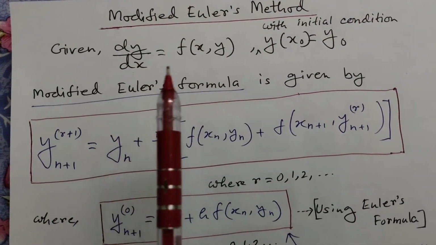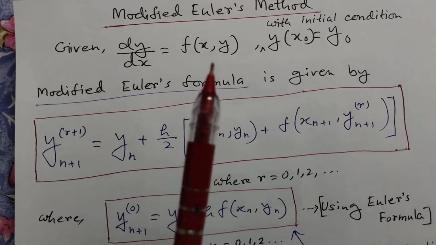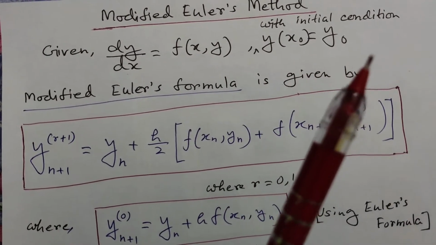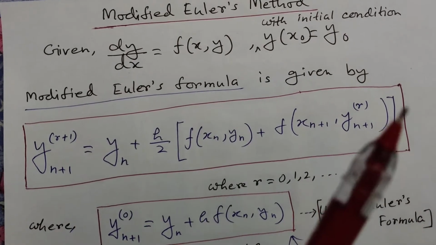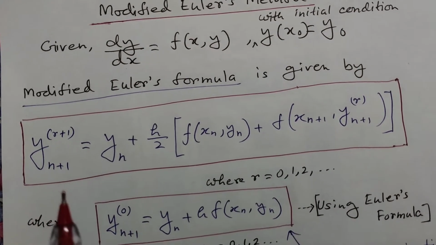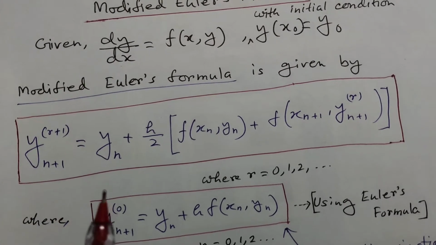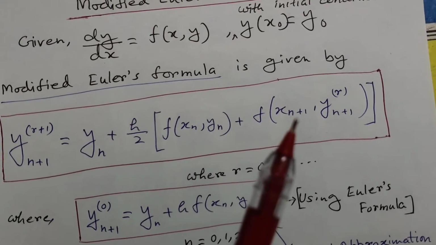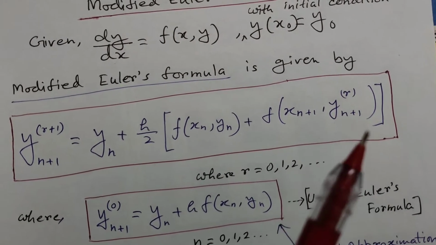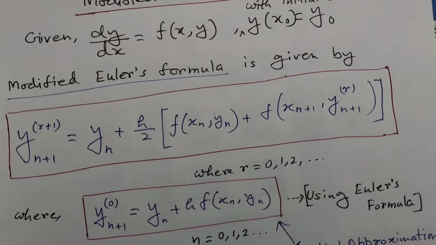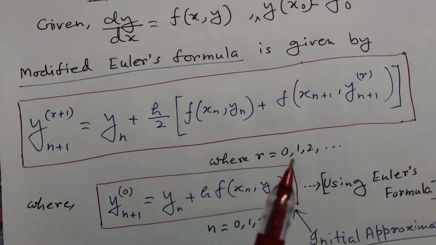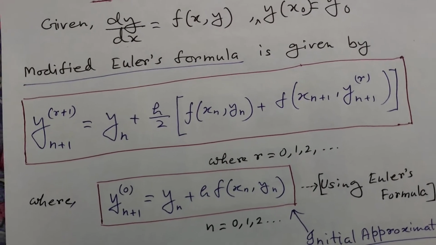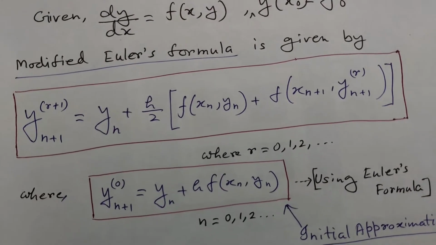Here, given dy/dx equals f(x, y), this is the function or the differential equation with initial condition y(x0) equals y0. The modified Euler's formula is given by y(n+1)^(r+1) equals yn plus h/2 times [f(xn, yn) plus f(x(n+1), y(n+1)^(r))], where r equals 0, 1, 2 and so on. It depends on the problem how far we will go with the value of r.